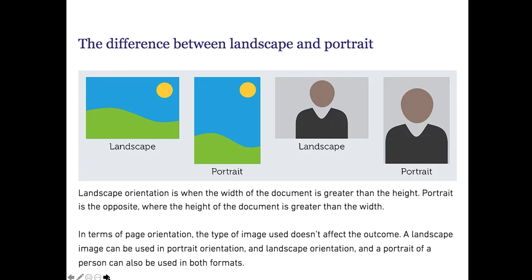Now you can shoot using your phone or a camera. You can shoot landscape or portrait. Just because you're shooting landscape doesn't mean you have to have a landscape in your image. It's just a different orientation. So you've got landscape, portrait, landscape, portrait. Okay, today you're going to be shooting landscape.